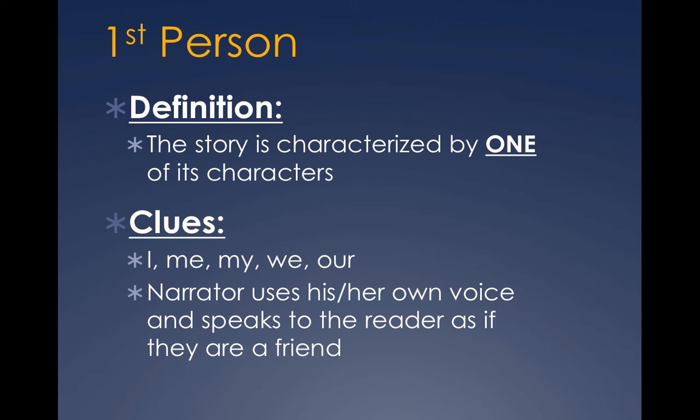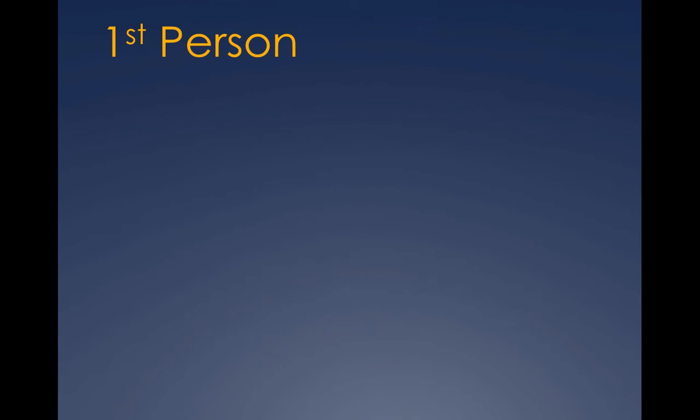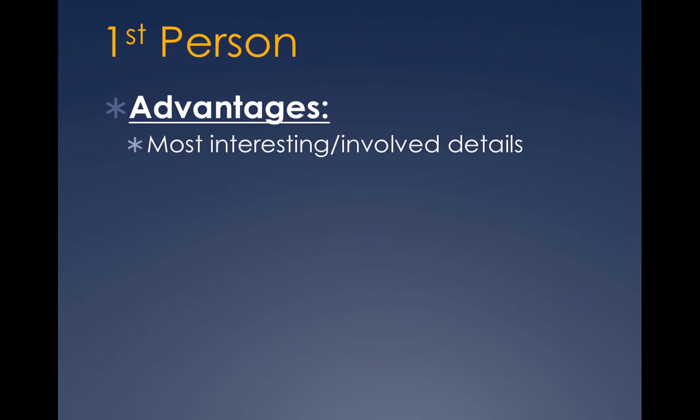This is also where the narrator uses his or her own voice, and they speak to the reader as if they are a friend. A lot of times we'll see this within our young adult literature. We have a lot of narrators that often talk directly to us. There's some advantages of reading a story that is told from first-person point of view. They're often the most interesting or involved in terms of details, and they're often easy for readers to make a connection to the characters or understand what's going on in the novel.